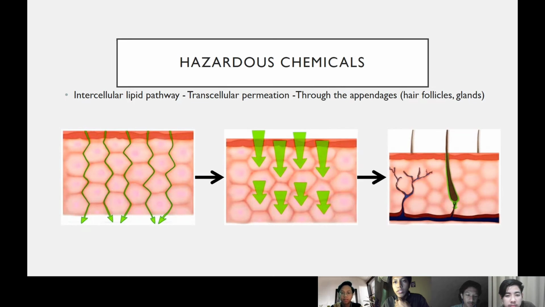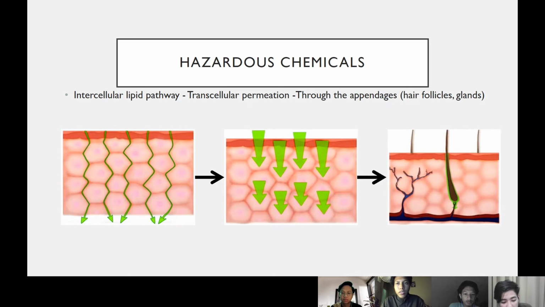Third, figure 3, is through the appendages, hair follicles or glands. The skin appendage is the third channel for chemical diffusion into and through the skin. Because the surface area of the appendages is so little in comparison to the total skin area, this pathway is usually unimportant during the early stage of absorption. However, very slowly permeating substances may use this channel.